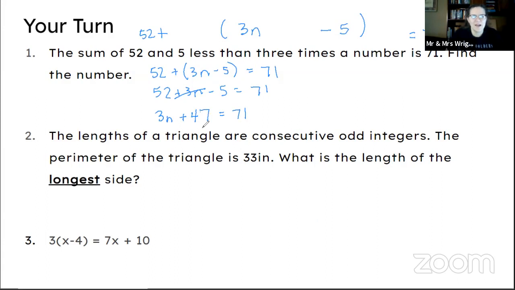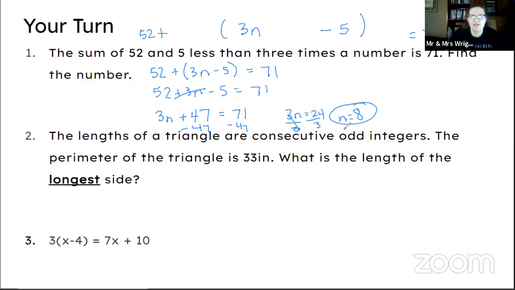Now, the opposite of PEMDAS, I'm going to start undoing any addition and subtraction first. I have a plus 47 on here. I want to subtract 47 from both sides. So I'm going to use my calculator here from the get-go. 71 minus 47 equals 24. So 3n equals 24. What's being done to the n? Multiplication by 3. So now we need to divide by 3 to undo it. 24 divided by 3 is going to be 8. So n equals 8.